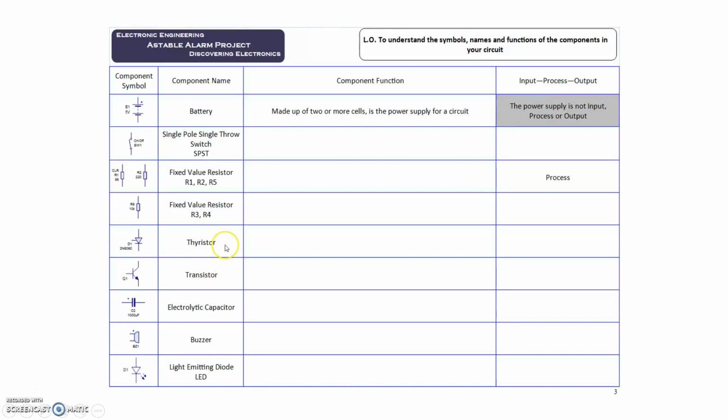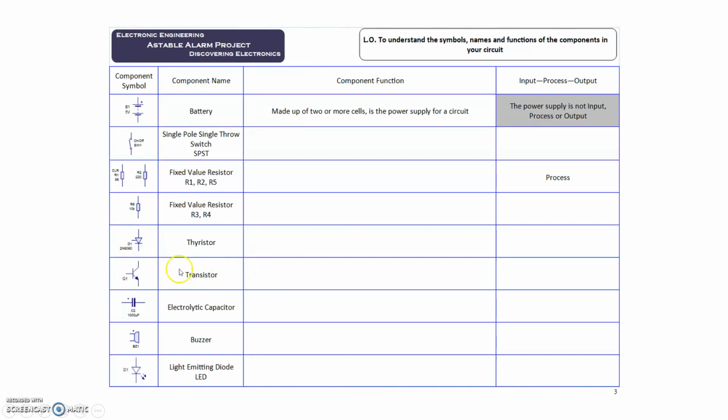This component here, the thyristor, is what is called a latching component. It is like a switch, and once it's been turned on by having a small current at the gate here, then it will allow the current to flow from the anode to the cathode, but it won't turn off again unless you reset the component. So even if the current or the voltage disappears from the gate, the component will stay on, and that's why it's referred to as a latch.